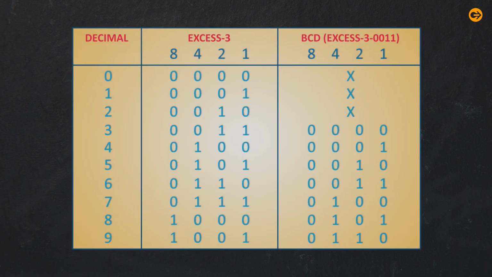Welcome viewers. Today we are going to discuss the basic knowledge of BCD and XS3 and the conversion of XS3 to BCD. As we know, XS3 is a code. BCD can be obtained from XS3 by subtracting 3, which is 0011 in binary.